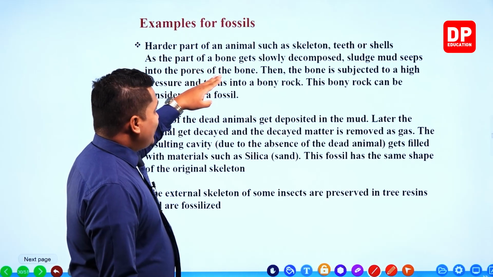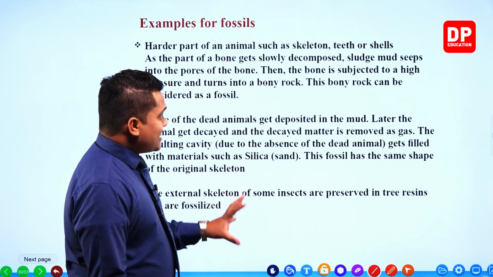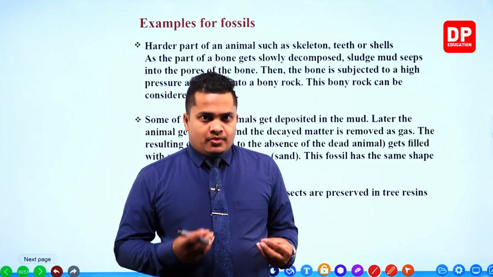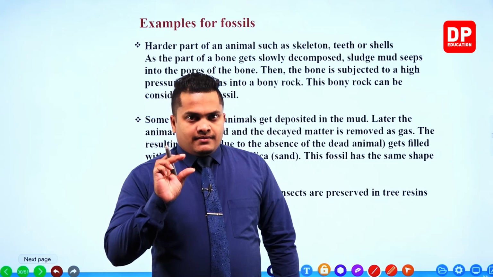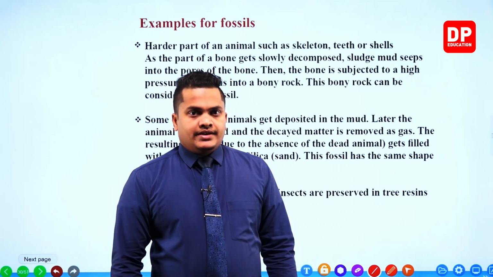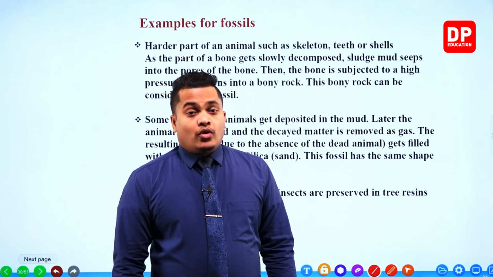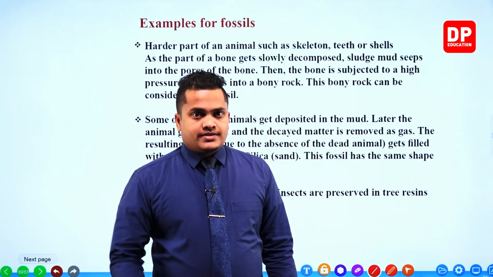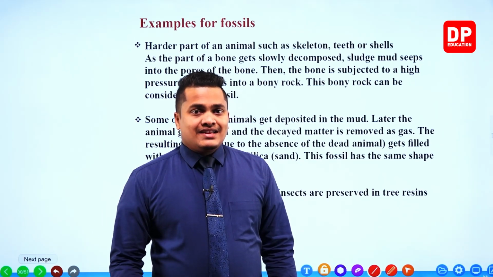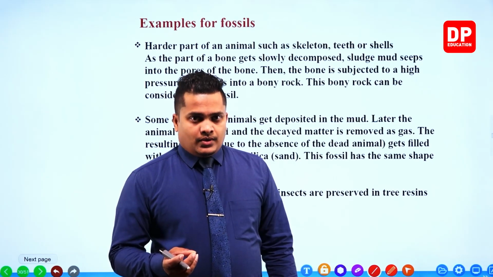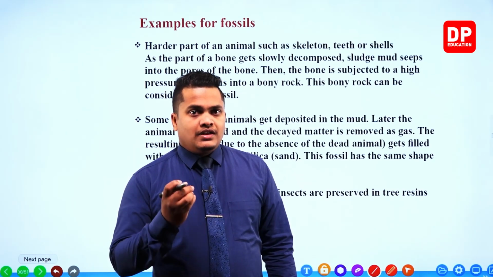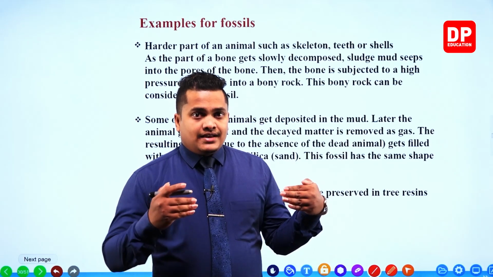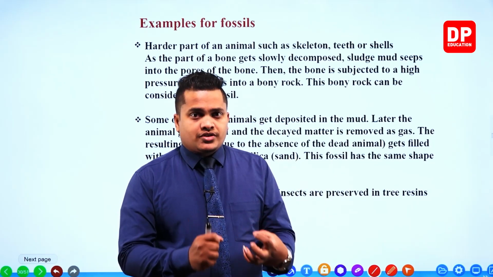As the part of a bone gets slowly decomposed, sludge mud seeps into the pores of the bone. Now, when these bones are getting decomposed slowly, smaller pores or holes are going to appear, right? Then sludge mud will seep into these pores or holes, and gradually it will create a certain rock. This rock will get hardened over time, my dear children, and it will take the shape of the structure or the skeleton.